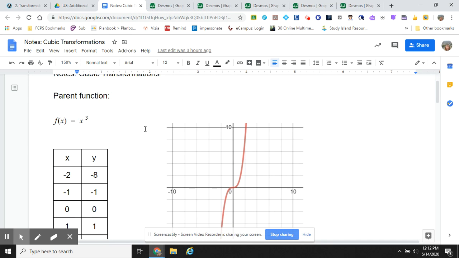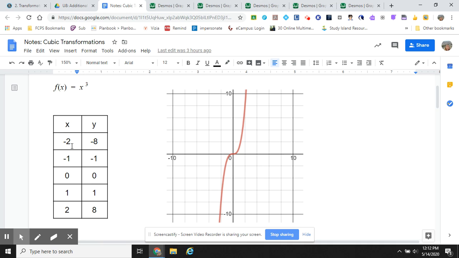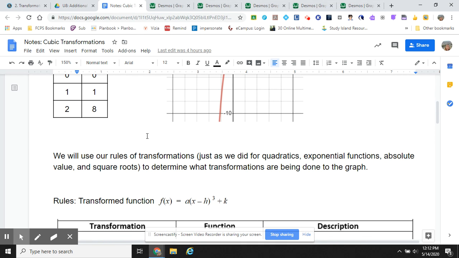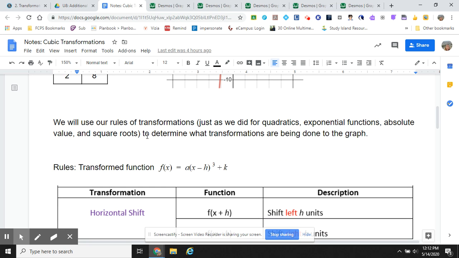Okay, so you're cubing it, so the numbers are going to get really big really fast. So for example, 2 to the third power is 8. So to go over 2, we're going to go all the way up to 8, which is right here. So keep in mind it's growing super duper fast because we're cubing it.